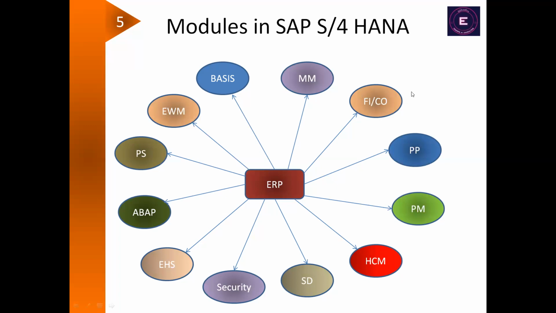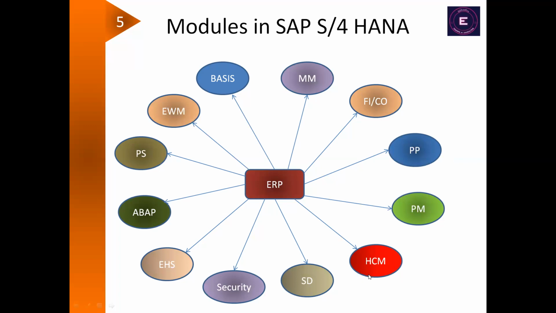Now coming to FICO, which is finance and controlling. They take care of the finance department. PP is completely relevant to production. What products the companies are manufacturing, they take care of that. Coming to PM, PM is called plant maintenance, so they do all the maintenance activities within the plant.